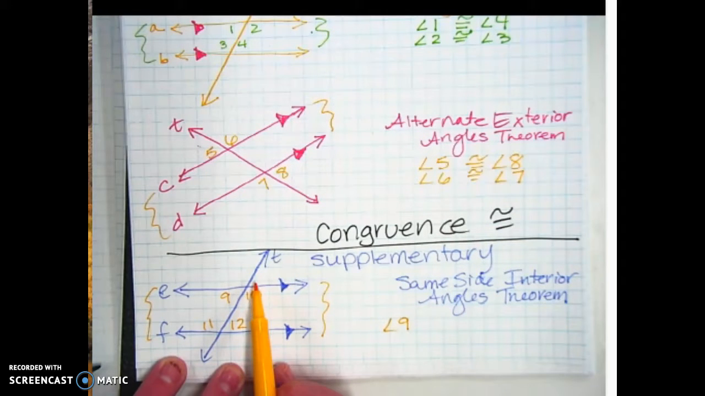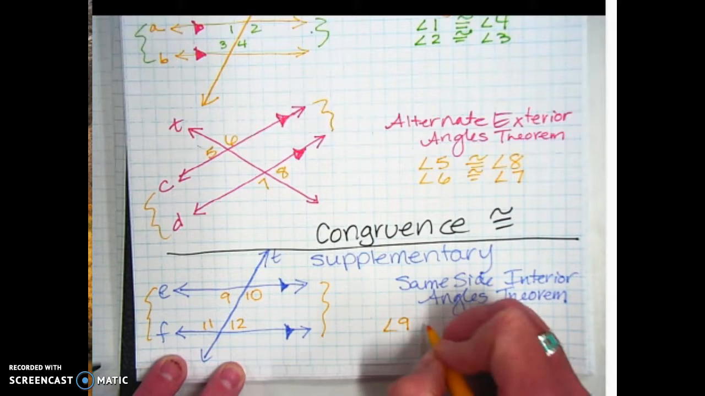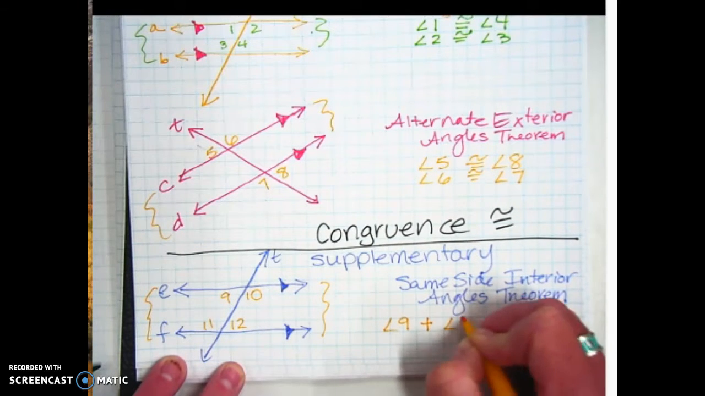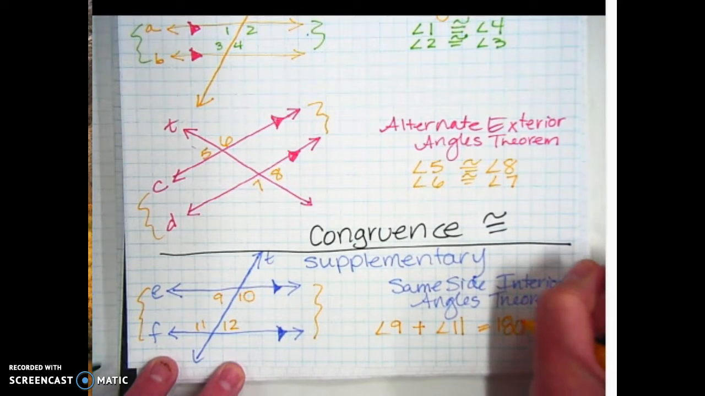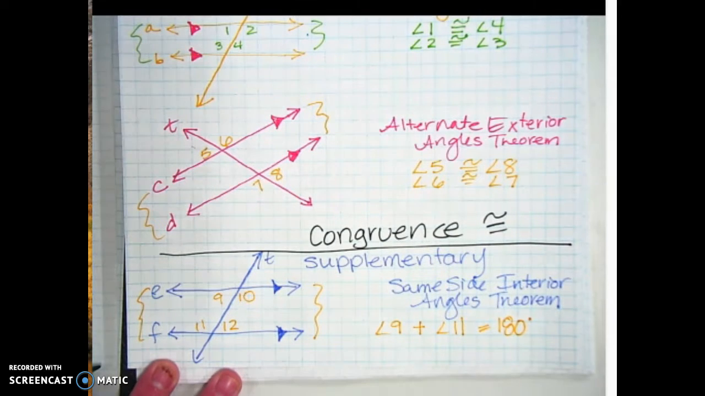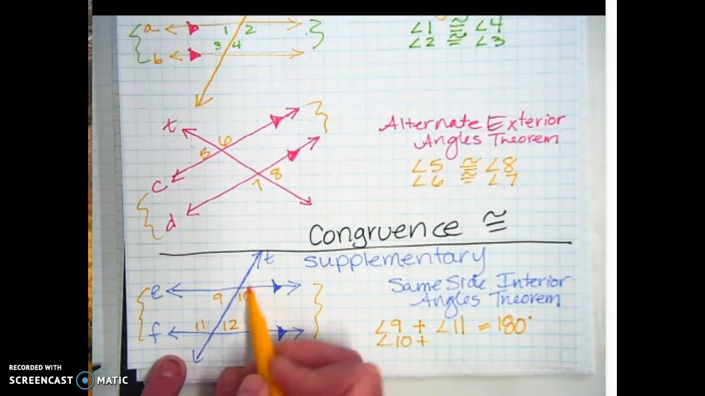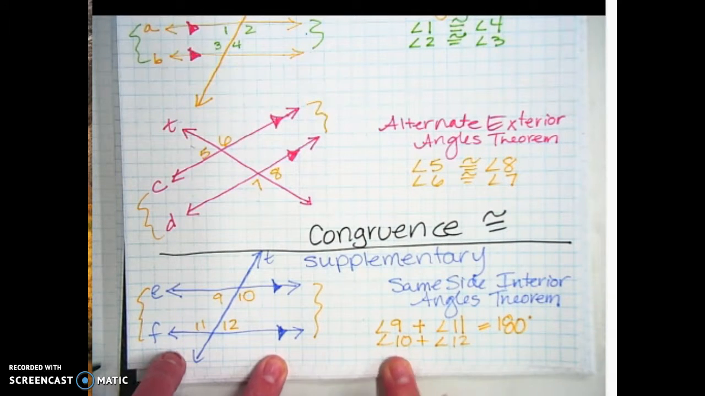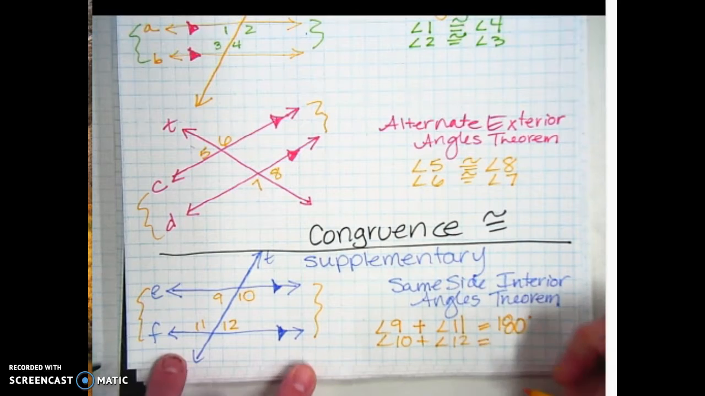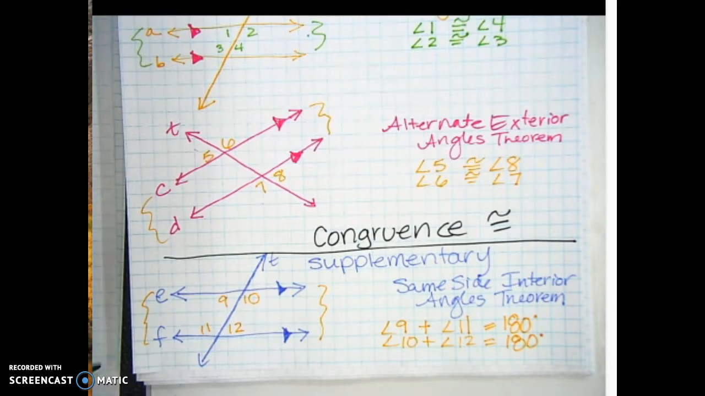From angle 9, you're going to follow the transversal down. Which angle is on the same side? 11. So this time, instead of saying congruent, I'm going to say angle 9 plus angle 11 equals what? 180. All right, now let's do the other side. So now we've got angle 10. You follow the transversal down, and on the same side is angle 12. So angle 10 plus angle 12 is going to be equal to how much? 180.